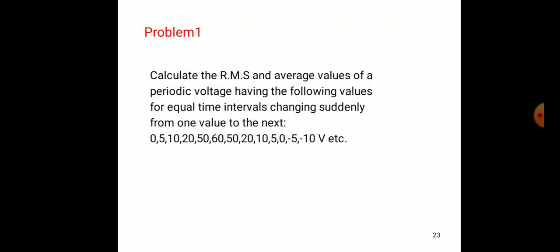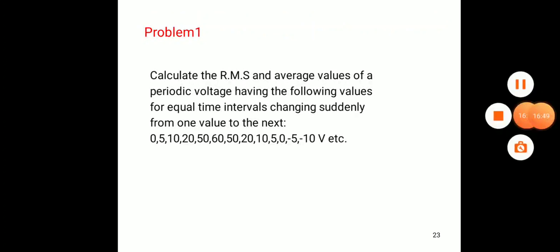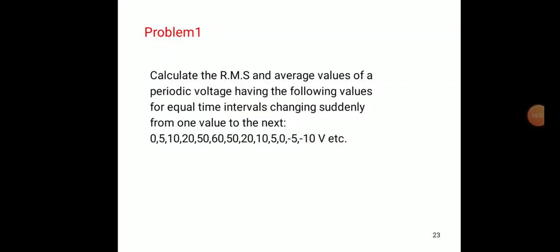The problem is given: calculate the RMS and average value of a periodic voltage having the following values for equal time intervals, changing suddenly from one value to the next. The values are 0, 5, 20, 50, 60, 50, 20, 10, 5, 0, minus 5, minus 10 volts, etc. We need to find the RMS value and the average value.